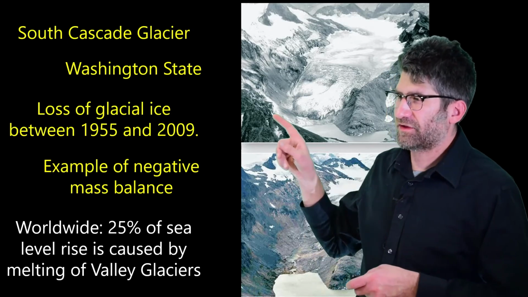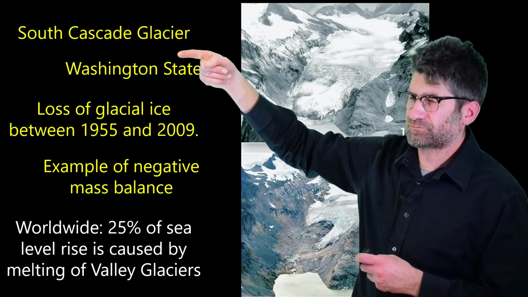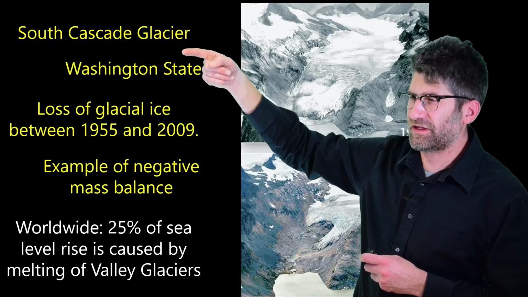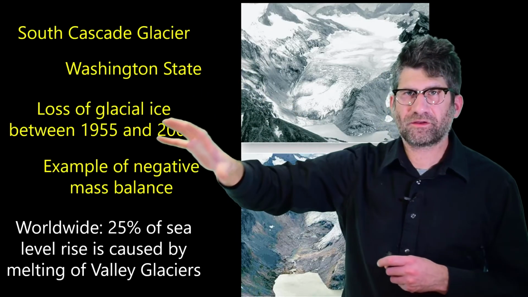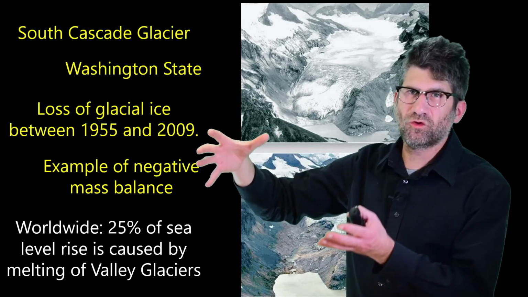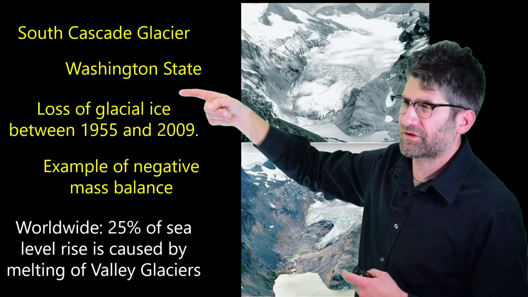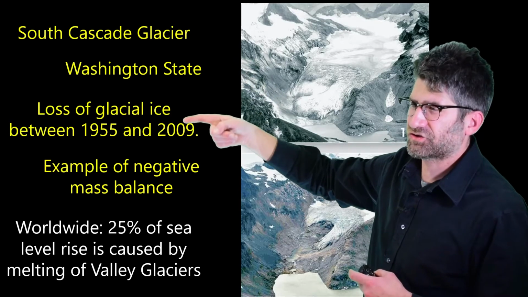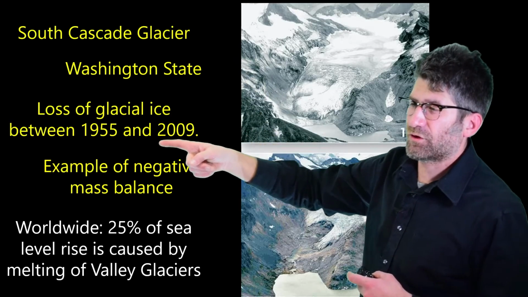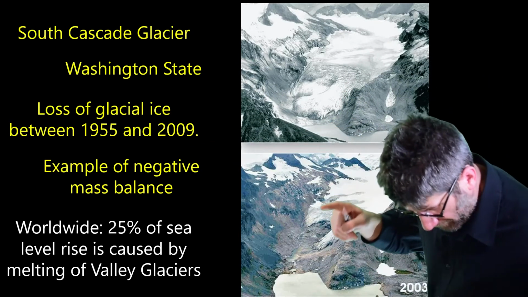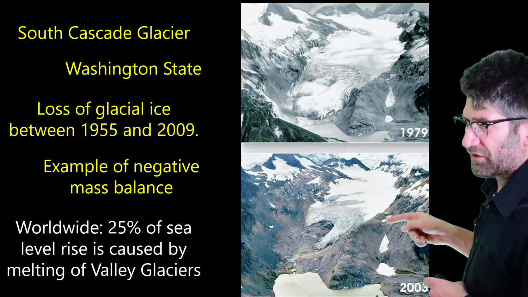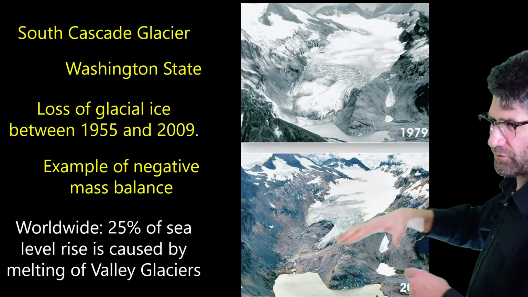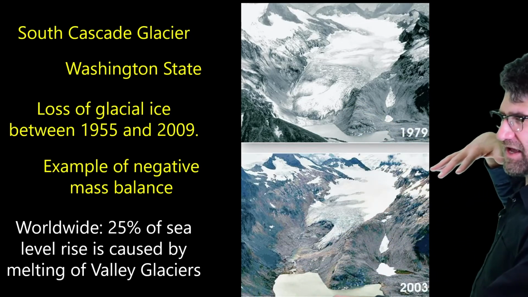Okay, so let's move ahead now with an example of this accumulation versus wastage and movement of ELAs. The example here is the South Cascade Glacier in Washington State, and we're looking at loss of glacial ice here from 1979 to 2003, where we have pictures right here, and we're seeing the retreat of that glacier.